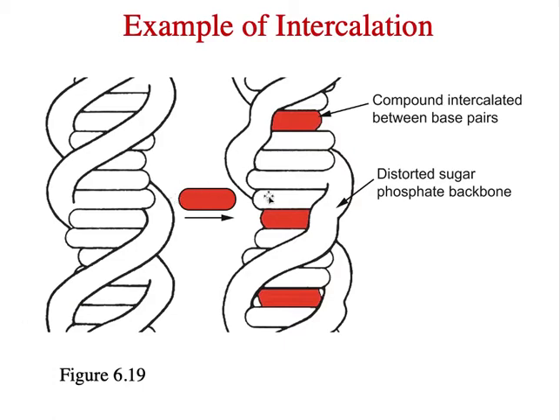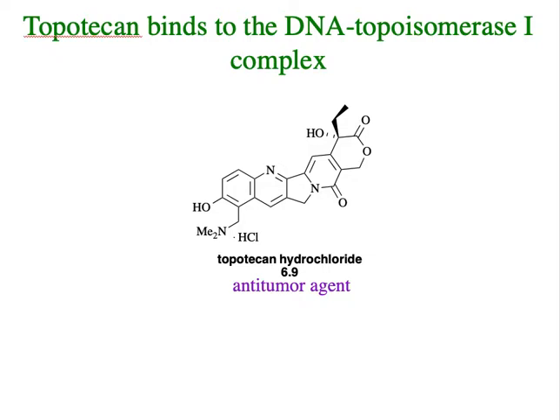So basically the way this works is that it sticks in between the base pairs. These are non-covalent interactions, but it messes with the overall topology of the DNA. A lot of potent chemotherapeutics interact with the DNA topoisomerase 1 complex. An example of this is topotecan, and topotecan associates with DNA when it's bound to topoisomerase 1.